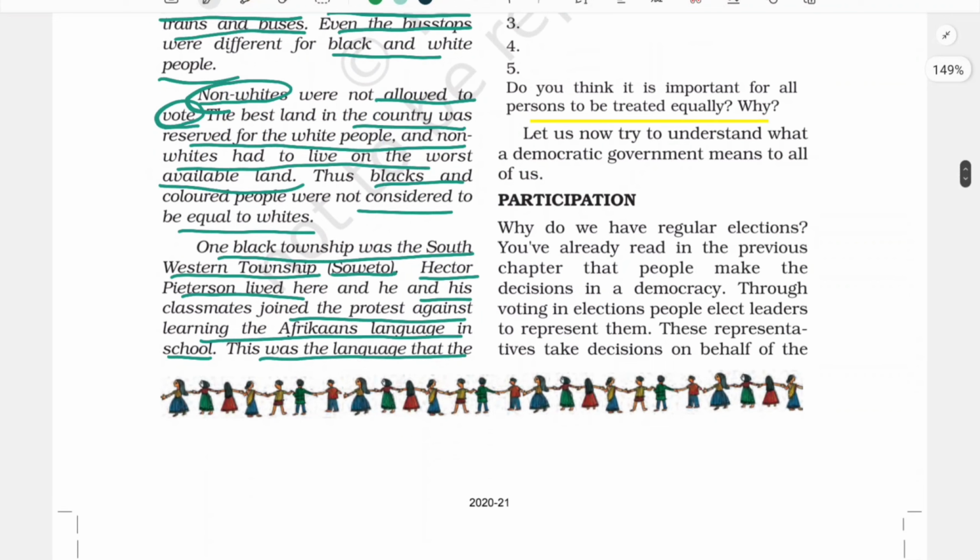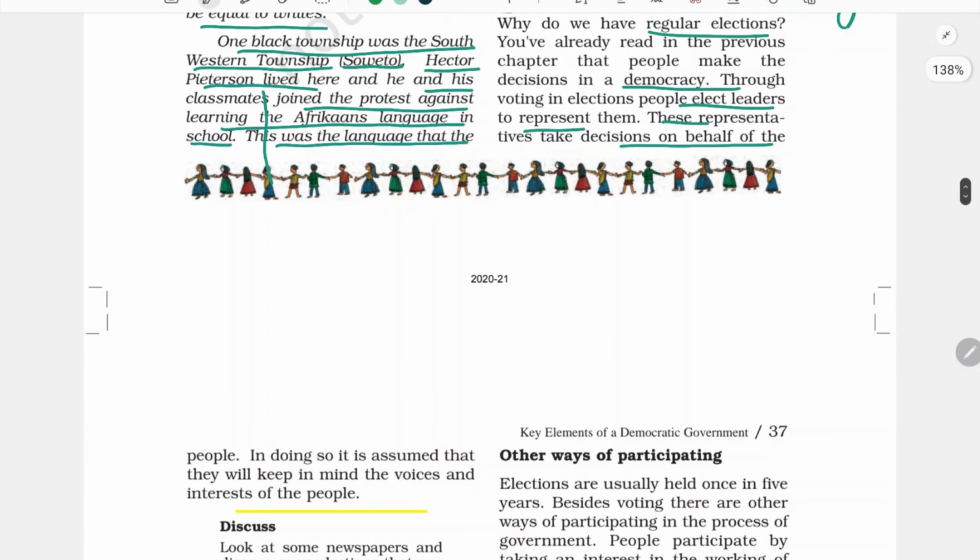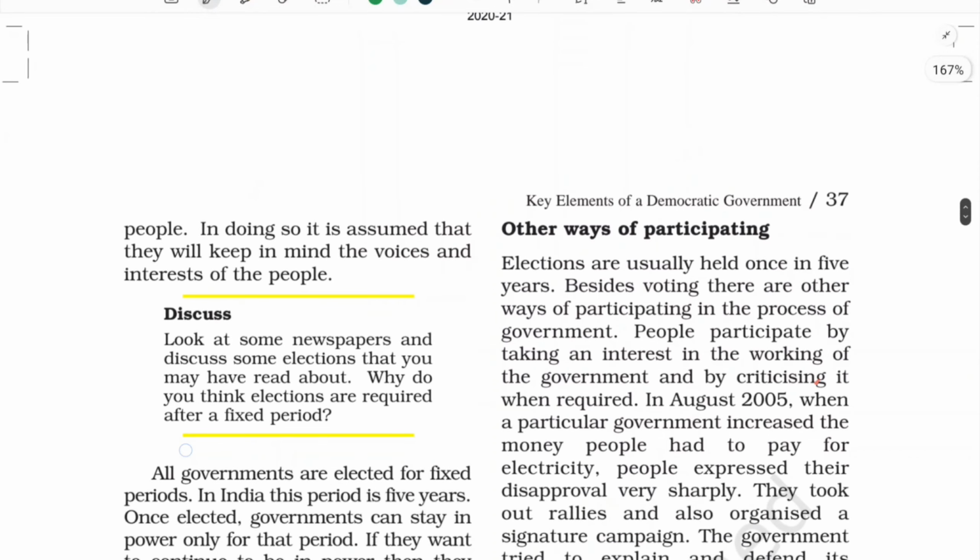Okay, so next let us see about participation, how people participate in case of election. Especially in the case of representative democracy, and India is also a representative democracy, isn't it? So why do we have regular elections? We have elections after every 5 years. So we have already read in the previous chapter that people make decisions in democracy through voting and election. People elect leaders to represent them. This representative takes decisions on behalf of the people. So here we have already learned this, isn't it? I hope you still remember.